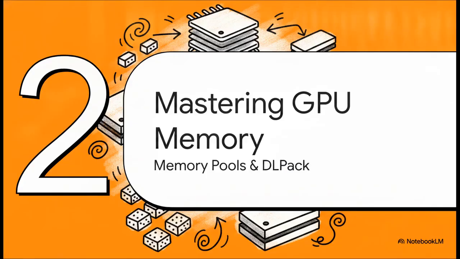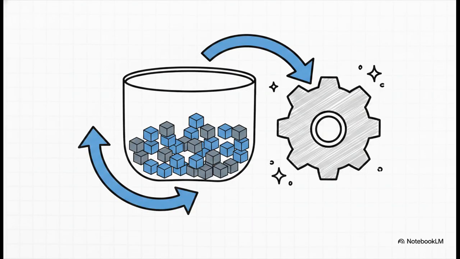Moving right along to section 2, mastering GPU memory. You know, one of the biggest bottlenecks in GPU programming isn't actually the math itself. It's moving the data around and allocating space for it. CuPy solves this beautifully with a highly efficient memory pool. Instead of constantly asking the GPU operating system for new memory blocks, which honestly is a painfully slow operation, CuPy's memory pool aggressively reuses previous allocations. It intelligently manages the lifecycle of your data, totally preventing your code from stalling out while it waits for GPU memory to free up.